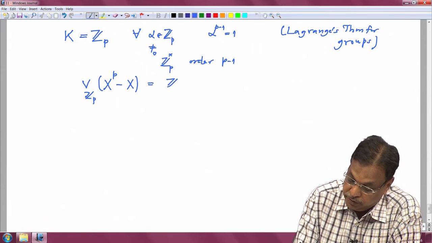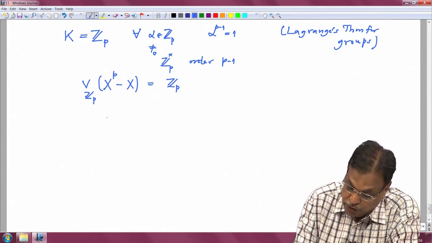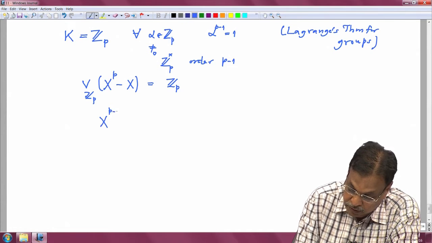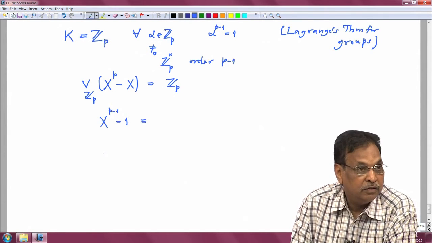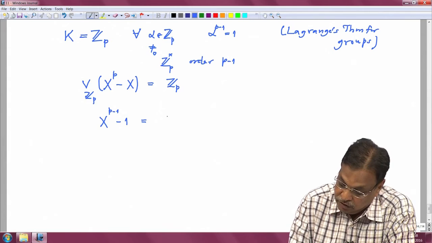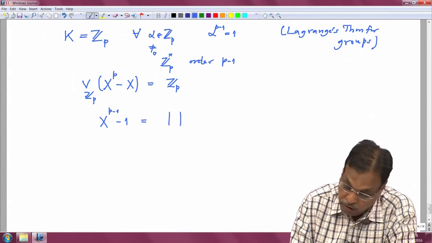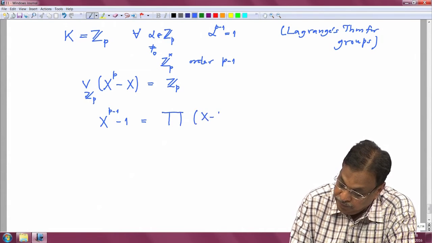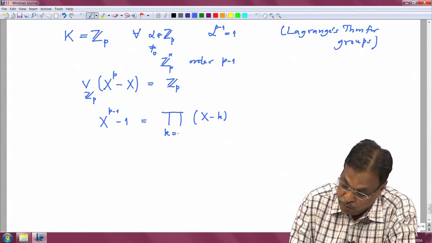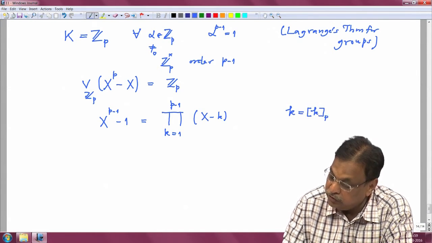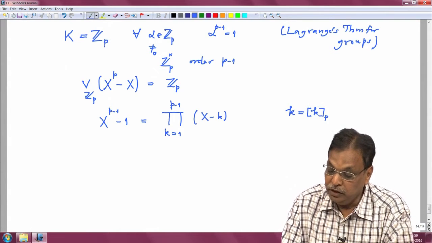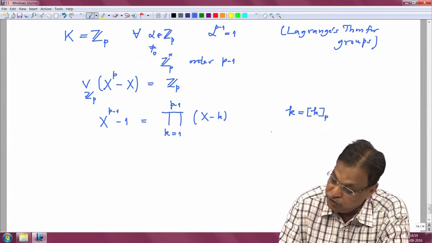This is all of Z_P. In particular, if I look at the polynomial x^(p-1) minus 1, I can factorize it into linear factors over Z mod P. That is, it will be the product of (x minus k), where k varies from 1 to p minus 1. Here I am identifying these k's with their equivalence classes, the residue classes mod P. So this is a polynomial identity with coefficients in the field Z mod P.